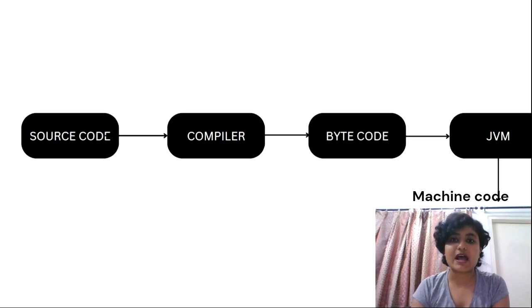As I mentioned, you're first converting your source code to bytecode using the compiler, and then you are converting your bytecode to machine code using an interpreter, the JVM. So you're using both compiler and interpreter. Now you know why Java is called a compiled and an interpreted language. It is not one of those, it is both of those things.